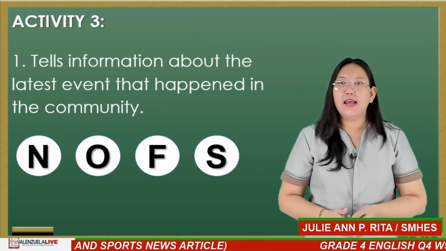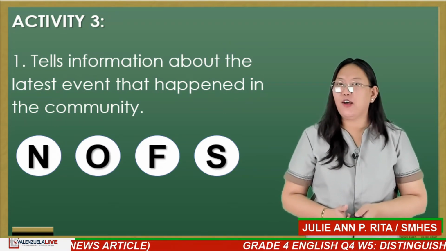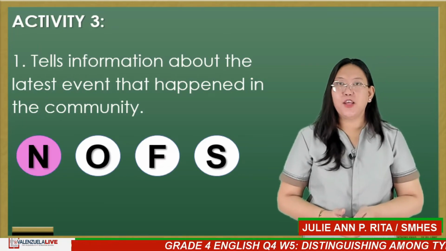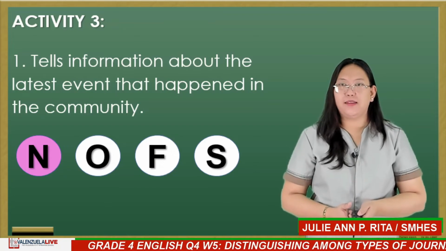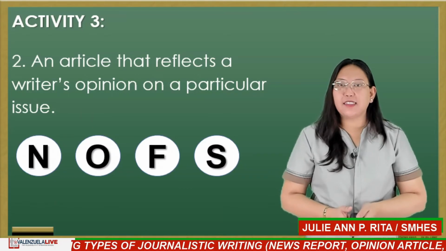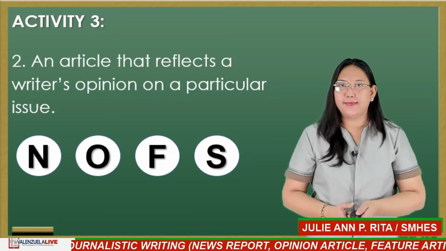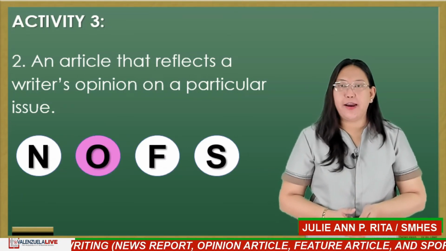Number 1. Tells information about the latest event that happened in the community. You are right. The answer is N, news report. Number 2. An article that reflects a writer's opinion on a particular issue. Correct. O, opinion article.